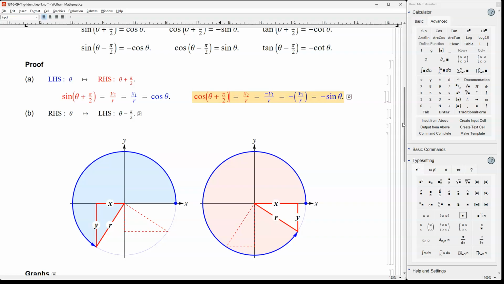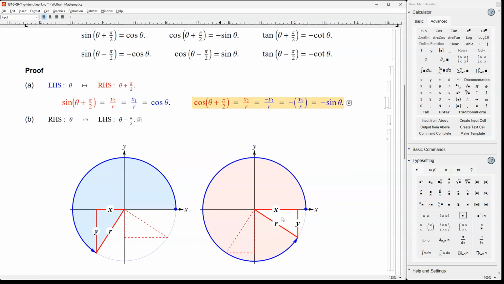Cosine of theta plus pi/2 is coming from this red circle. So it's x over r, but it's coming from the second picture, so it's x2 over r. And what is this x2? It's the same as the y-coordinate of the first picture, but opposite sign. This is negative, that one is positive. So we need this negative. Take the negative out, y1 over r, so negative sine.